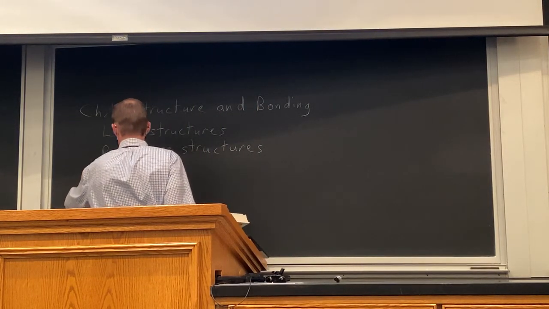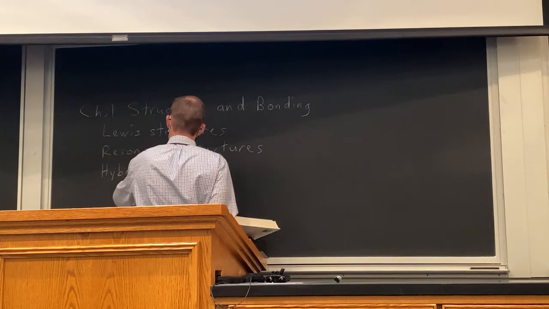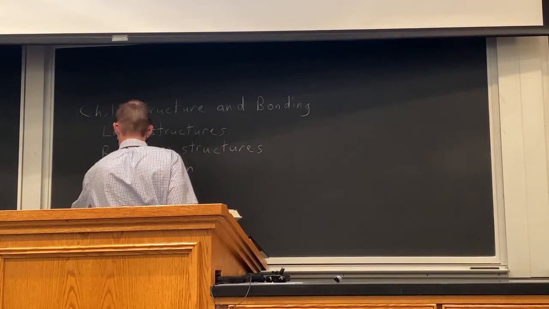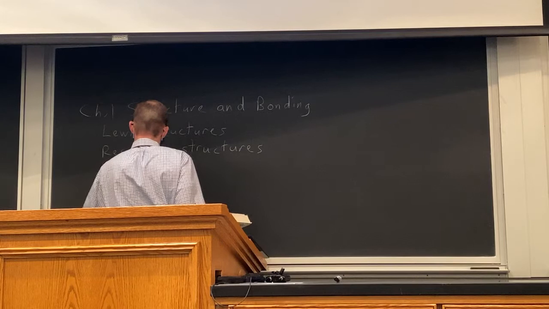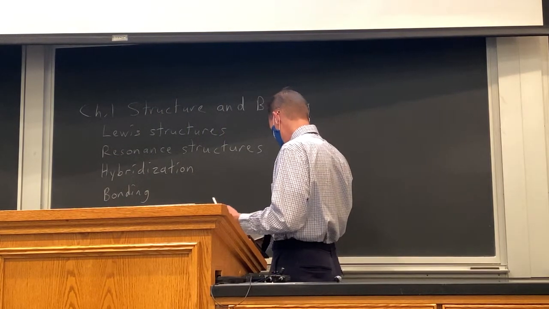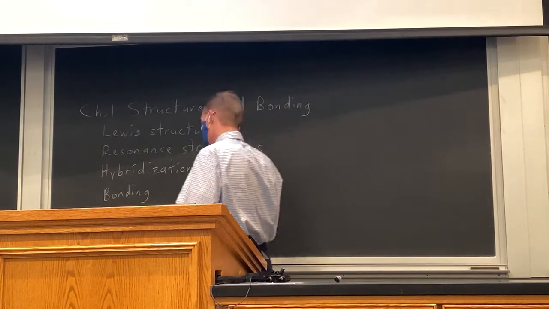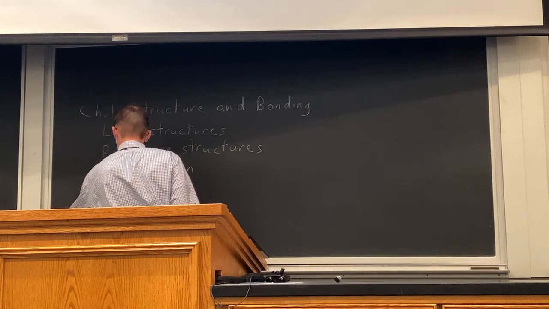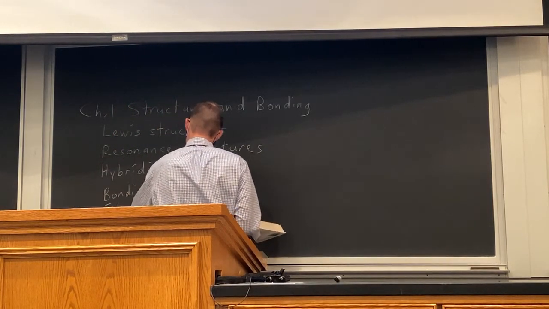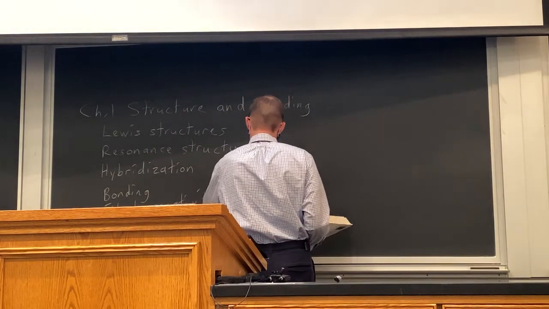We talked about hybridization, the different types of hybridization, and bonding theories. Of course, hybridization is part of that. Molecular orbitals also is part of that. And then we talked about electronegativity, and polarity.